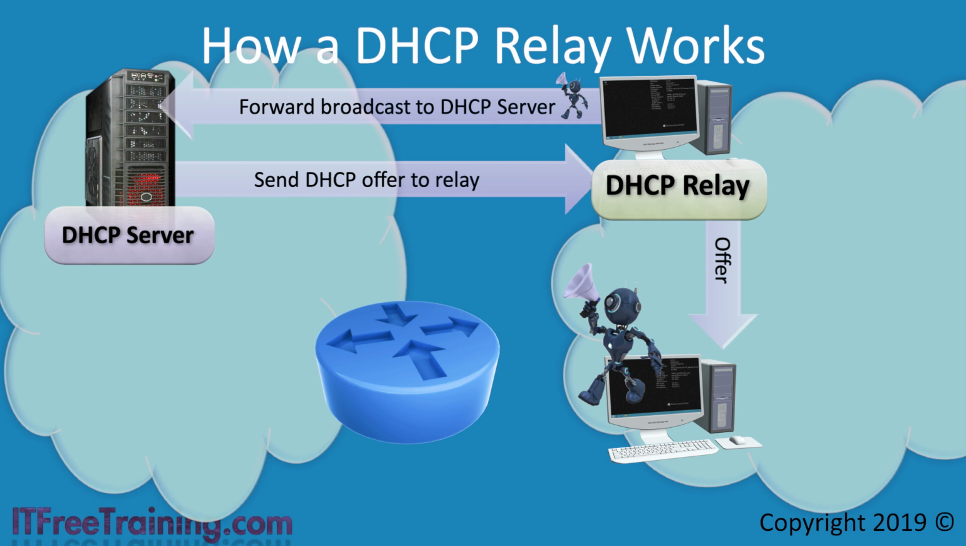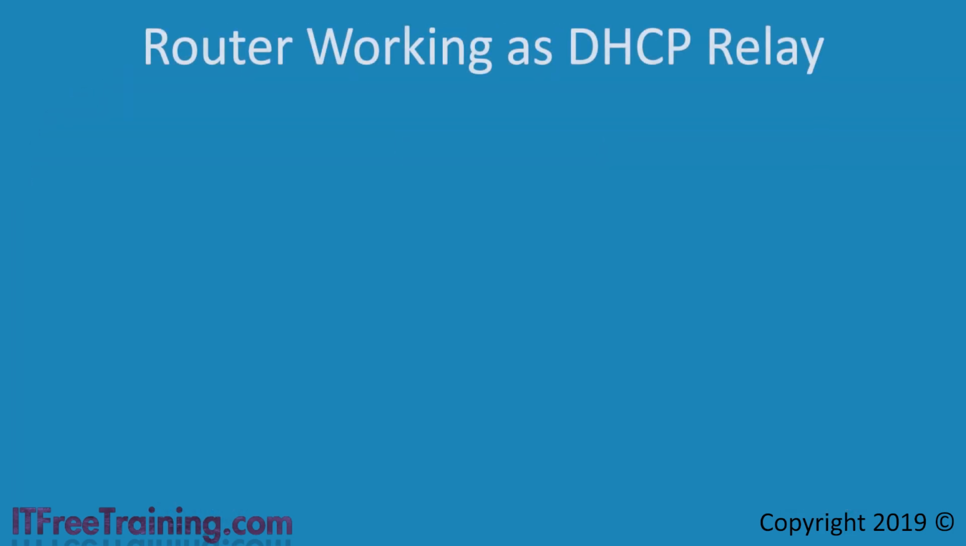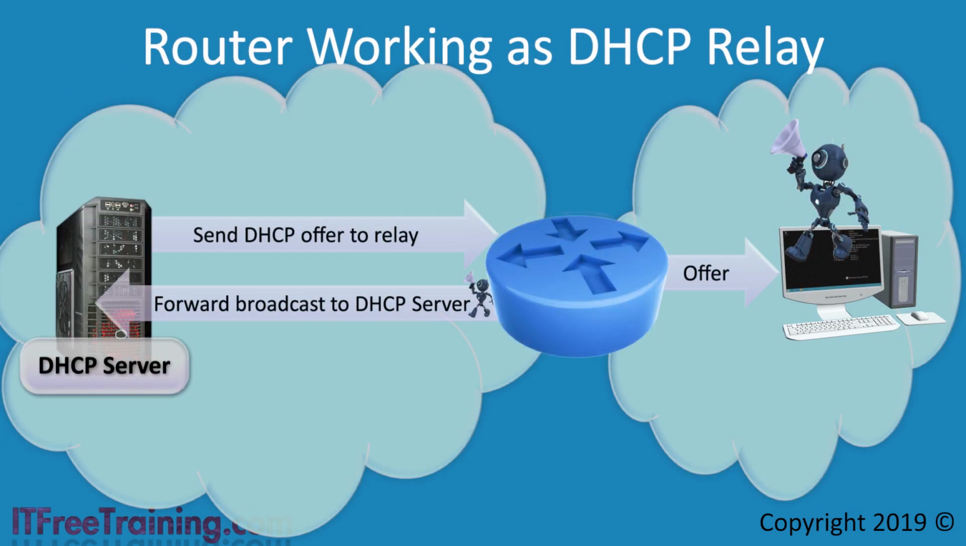The question is, could you also configure a router to perform this task? The answer is, yes, you can. If your router supports it, the router can act as a DHCP relay agent, forwarding DHCP messages on the network to the network with the DHCP server. The big question that remains is, why would you do this?